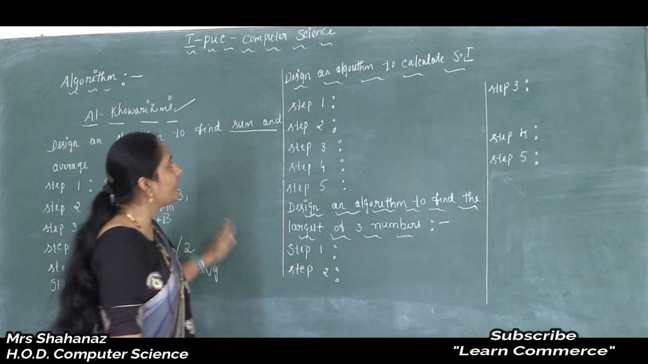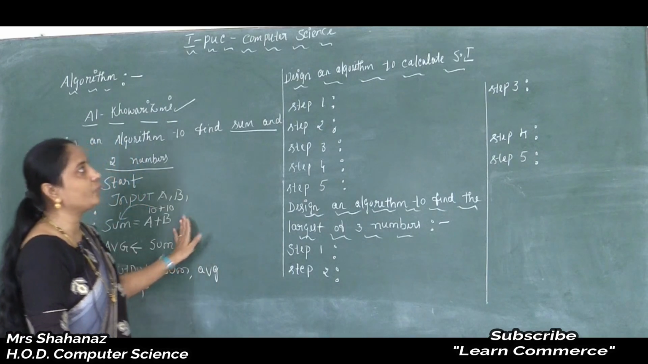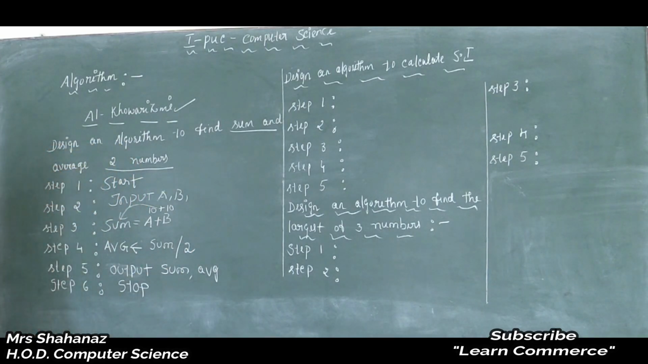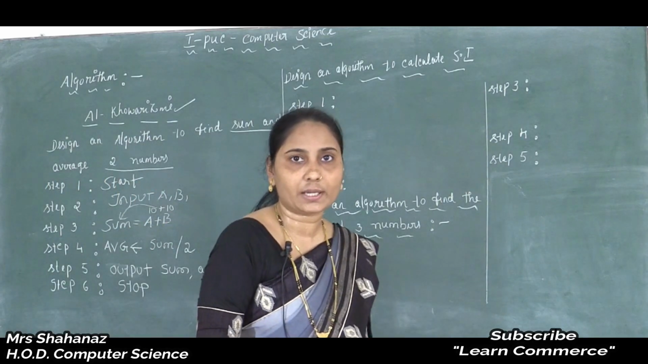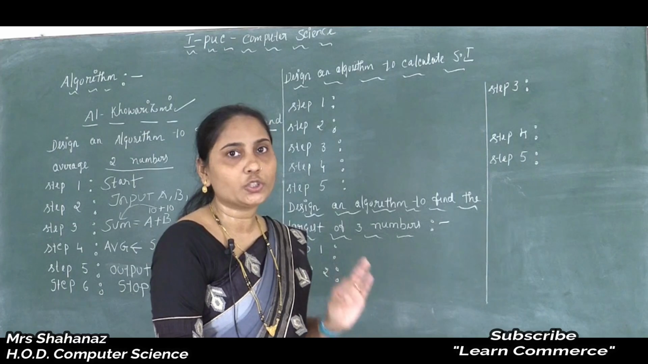So this is one simple algorithm just to find out the sum and the average of two numbers. Now let's this second algorithm we are going to calculate because the question is the design an algorithm to calculate simple interest. Clear this point here? Clear the question to everyone.